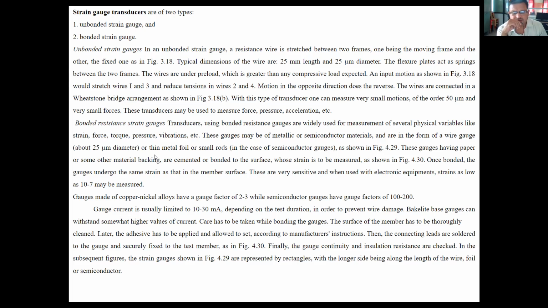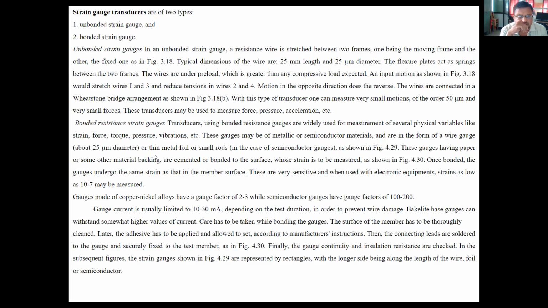With this type of transducer, one can measure very small motions of the order of 50 micrometer and very small forces. These transducers may be used to measure force, pressure, acceleration, etc. Bonded resistance strain gauges: transducers having bonded resistance gauges are widely used for measurement of several physical variables like strain, force, torque, pressure, vibrations, etc.